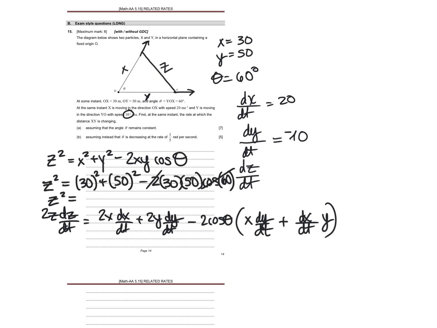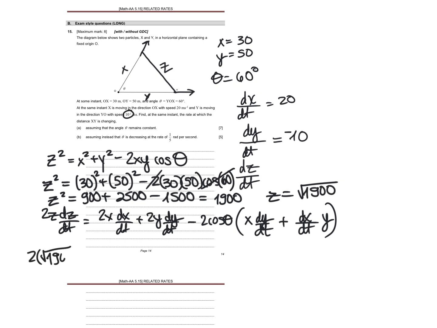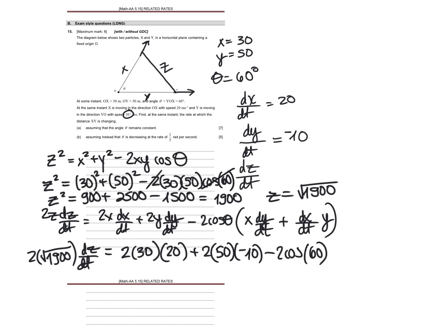So we're going to have 900 plus 2500 minus 1500. So that's going to be 1900. So z is square root 1900. All right, so we're going to have 2 times square root 1900 dz/dt, which is what we're looking for, equals 2 times 30 times 20. Just substituting stuff in. 2 times 50 times -10 minus 2 cosine 60. And then we have x times -10 plus 20 times 50.